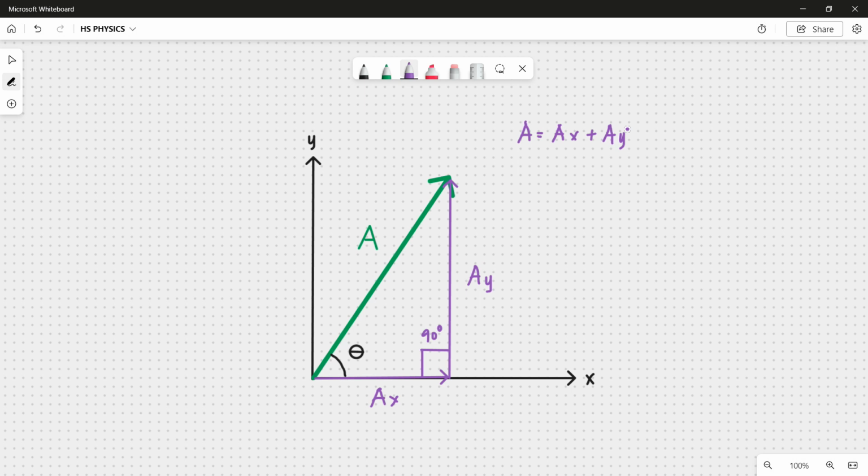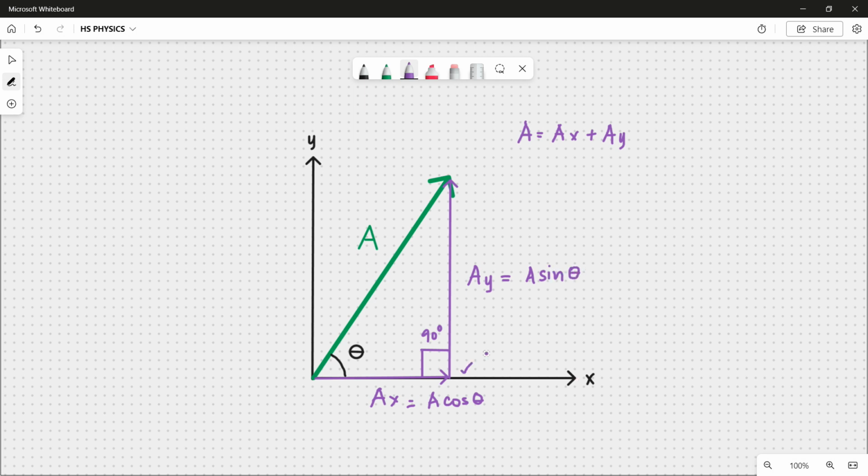To find Ax and Ay, its x and y components, we use the following relationships for a right triangle. Ax is equal to A cosine theta, and Ay is equal to A sine theta. Where Ax is the magnitude of A in the x direction, Ay is the magnitude of A in the y direction, and theta is the angle of the resultant with respect to the x-axis as shown.